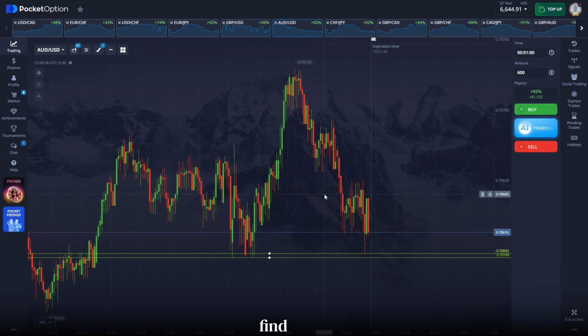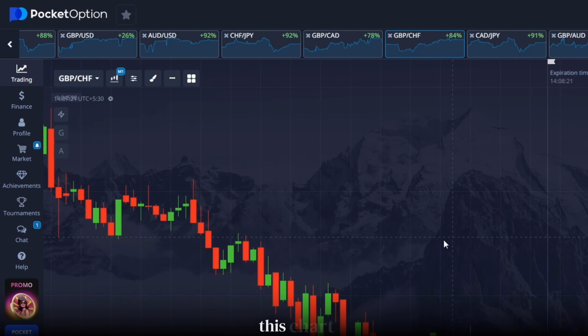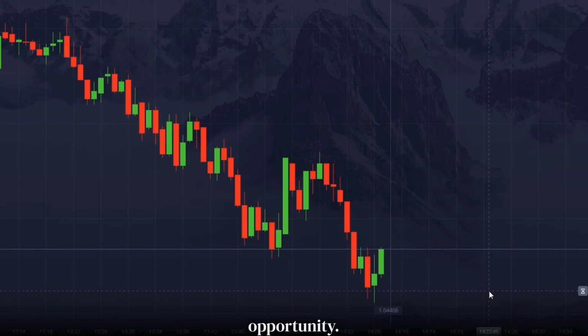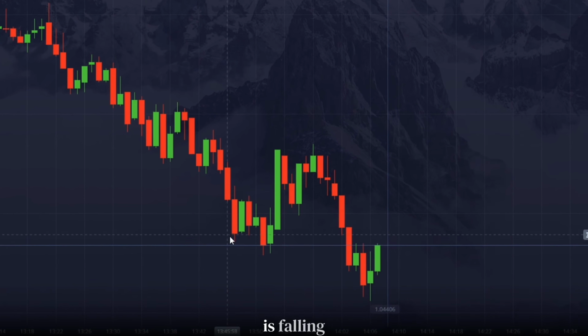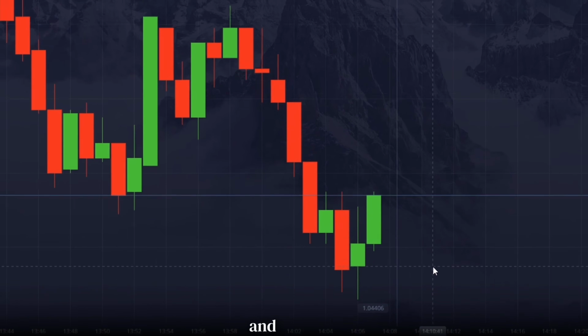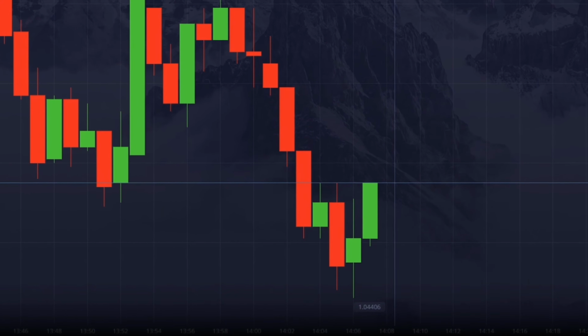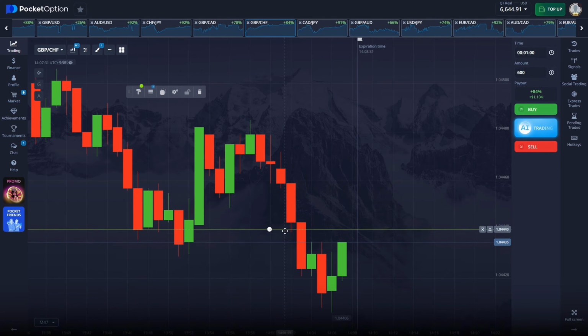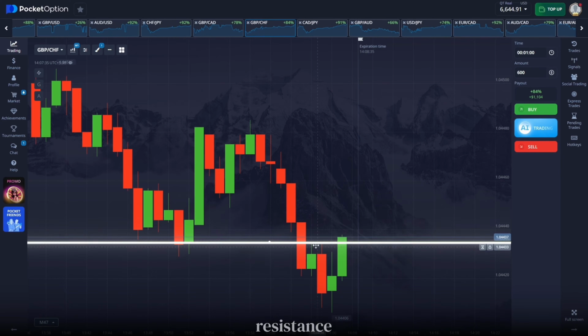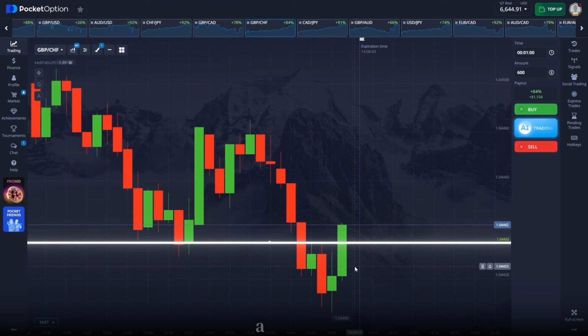Now let's find another trading setup. Right now I'm analyzing this chart and I have a clear trading opportunity. As you can see that price is falling in the downward direction, and we have this recent resistance, price already hitting the resistance zone. I'm just waiting for this candle to close. If this 1 minute candle closes below this resistance level, I will place a reversal trade with confirmation.